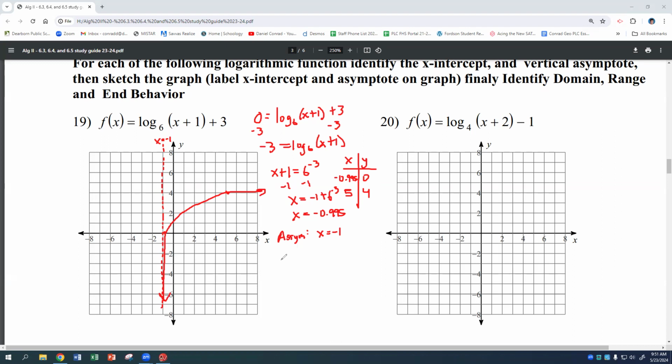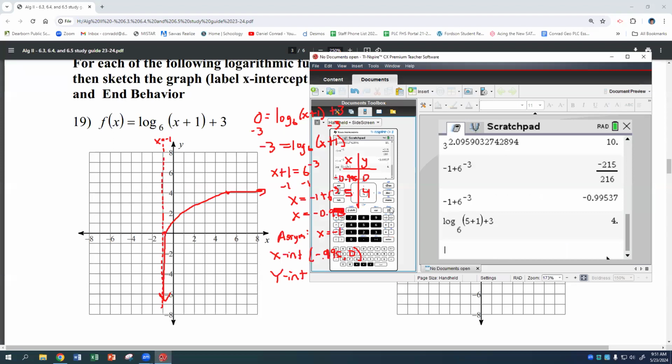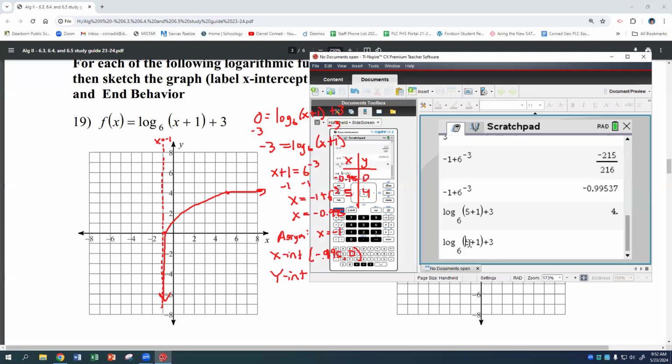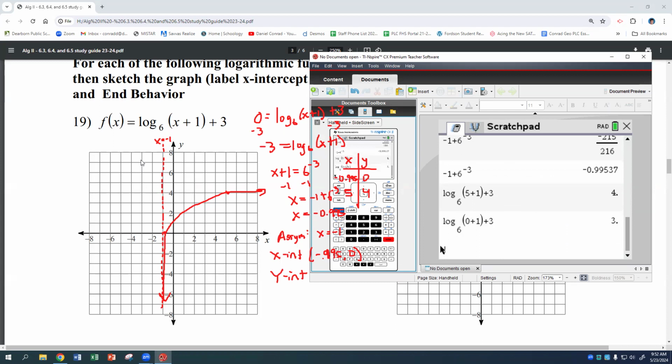All right, so x and y intercept. The x-intercept we already have. We know the x-intercept is negative 0.995. The y-intercept we don't have. So that one's easy. We can just plug in a 0 for x. So it's going to be log. We can actually just highlight this one. And then instead of a 5, we're going to plug in 0. So our intercept is 0, 3.